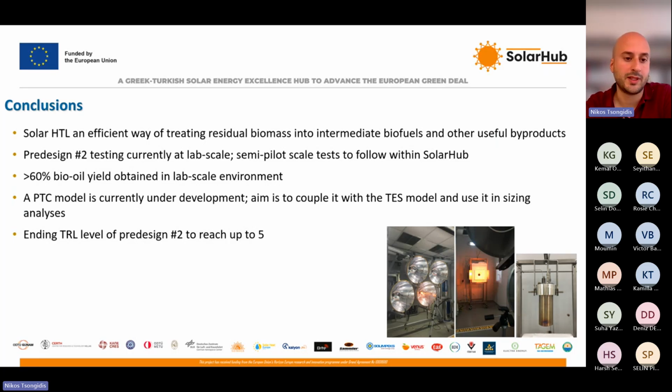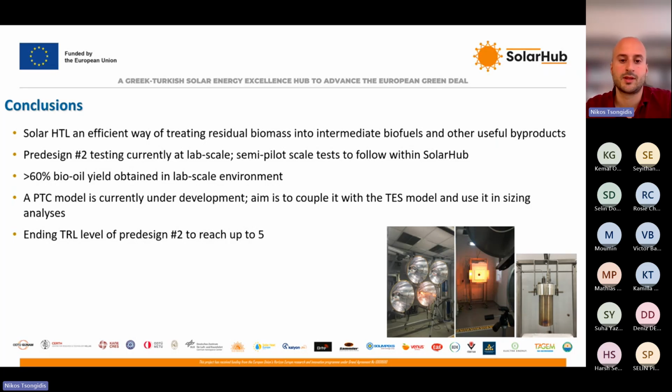Lastly, the PTC model is currently under development by UNAM. And as I said, the idea is, of course, to couple it with the thermal energy storage model and use it in the analysis that will take place in terms of sizing. And as a closing remark, the ending TRL of our pre-design is aimed to reach up to 5, but of course, some of the components can also be closer to TRL 6.